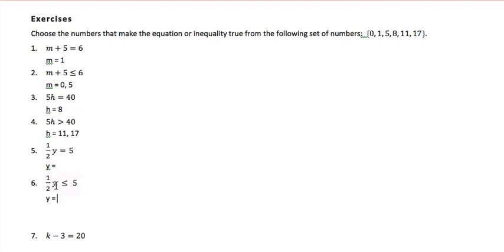And if 1/2 times y is less than or equal to 5, 1/2 times 0 is 0, which is less than 5. 1/2 times 1 is 1/2, which is also less than 5. 1/2 times 5 is 2 1/2, which is also less than 5. 1/2 times 8 is 4, which is also less than 5. But 1/2 times 11 is 5 1/2, and that is not. And of course, 17 times 1/2 is 8 1/2, and that is also not less than 5.